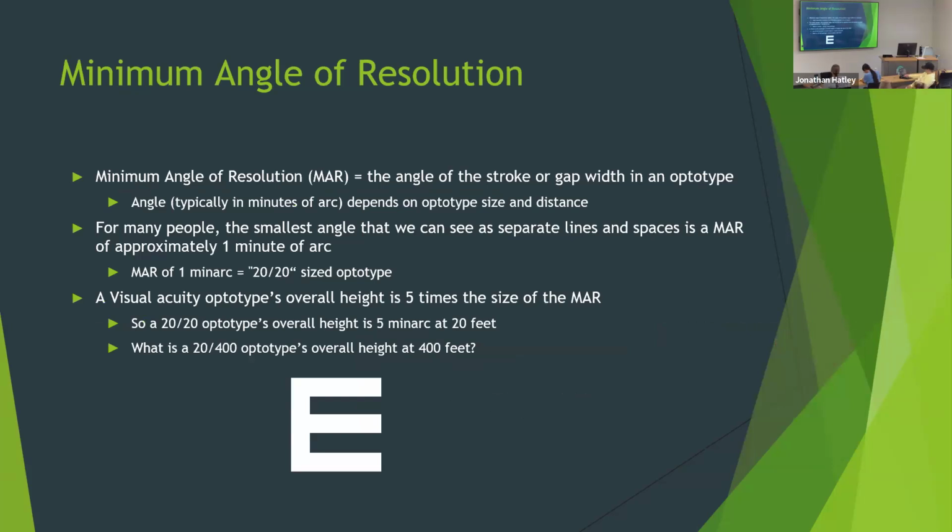So the minimum angle of resolution are the actual bars and spaces, the actual strokes or the spaces between the letters. This is the minimum angle that we can typically see, or as the name implies, the minimum angle of resolution. So we typically try to assess, and probably when you first started in your optometric career, you were trying to push your patients down as low as they could go. Let's see if we could see 20/15 or 20/10.